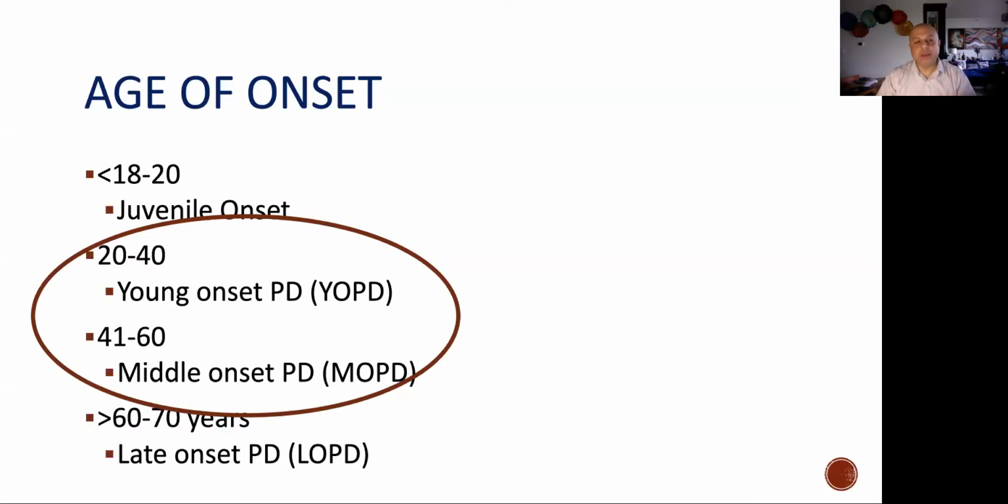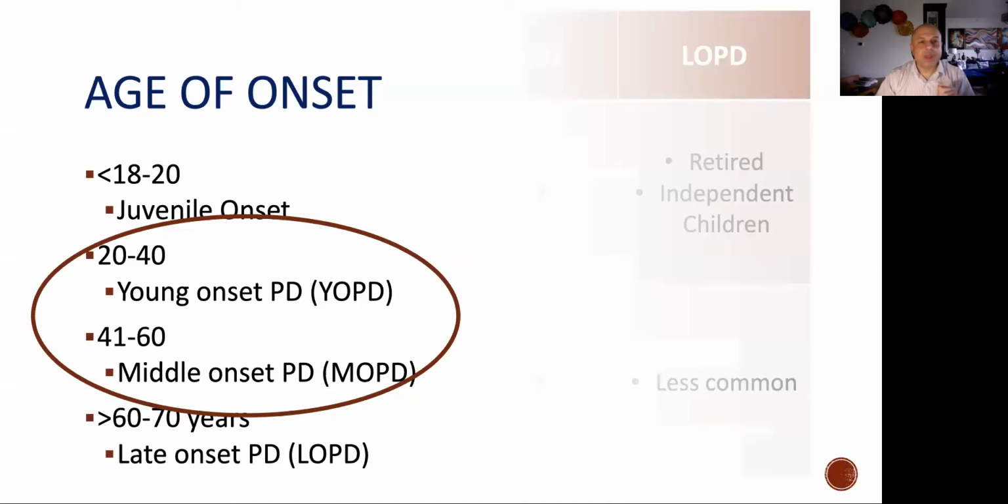but we still need some kind of a pattern with respect to age. And this is what people have come up with, researchers have come up with based upon the progression of the disease, and based upon genetics, which we will see in just a bit. So the young onset and middle onset are more similar to each other than the late onset Parkinson's disease.